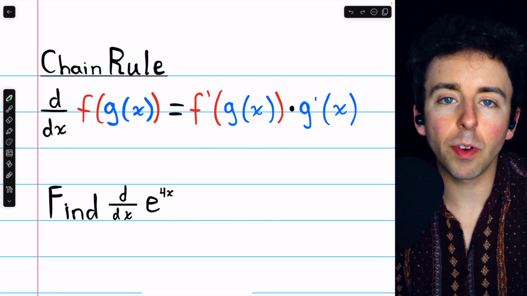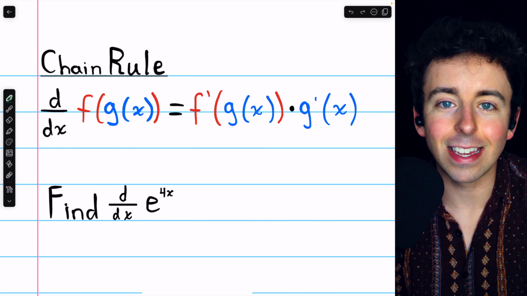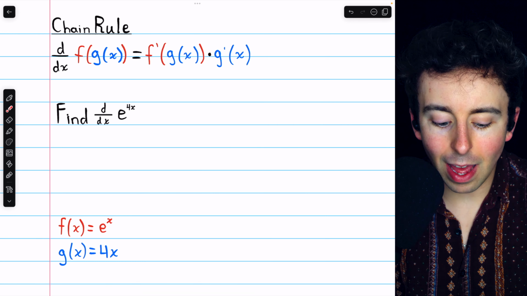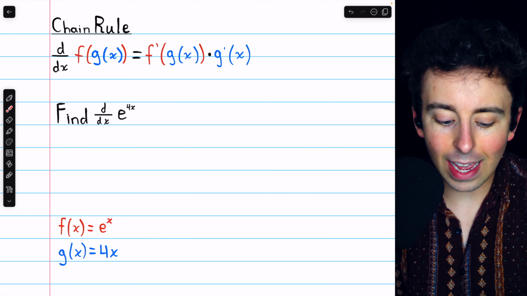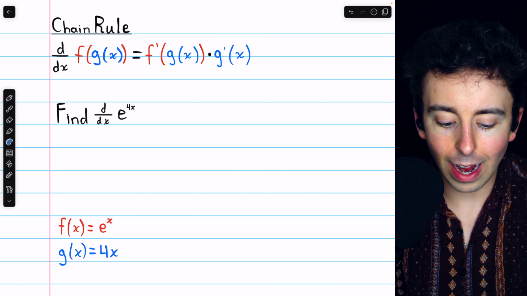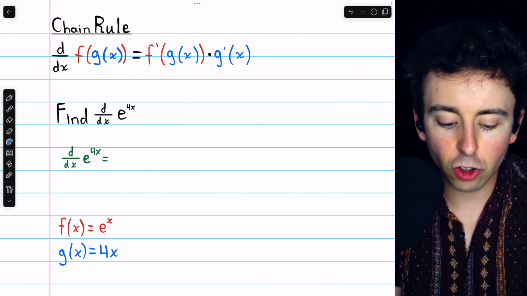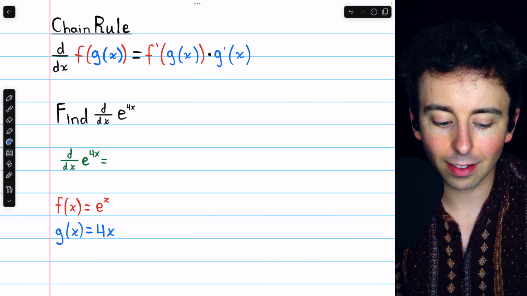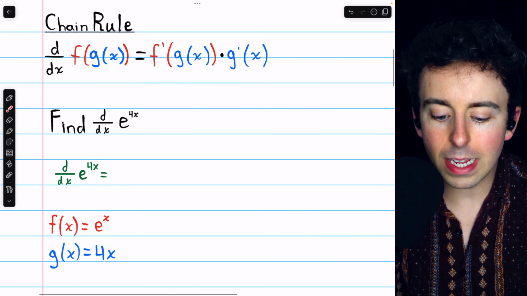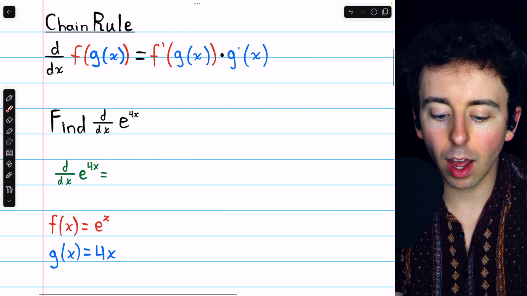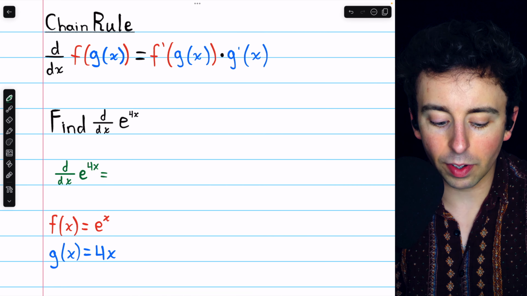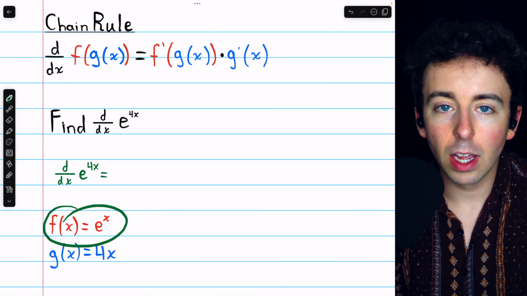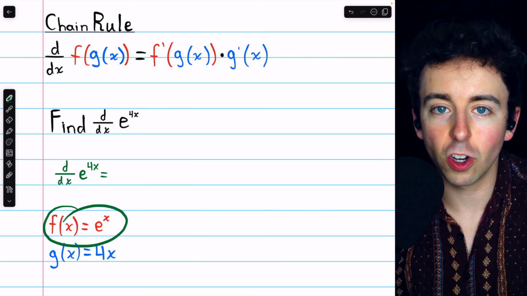Meanwhile, the exponential function is our f, the outside function. So we have f of x equals e to the x and g of x equals 4x. Now, we can use the chain rule to find the derivative of e to the 4x. By the chain rule, we must begin with f prime of g of x, so the derivative of the outside function, with the inside function unchanged.